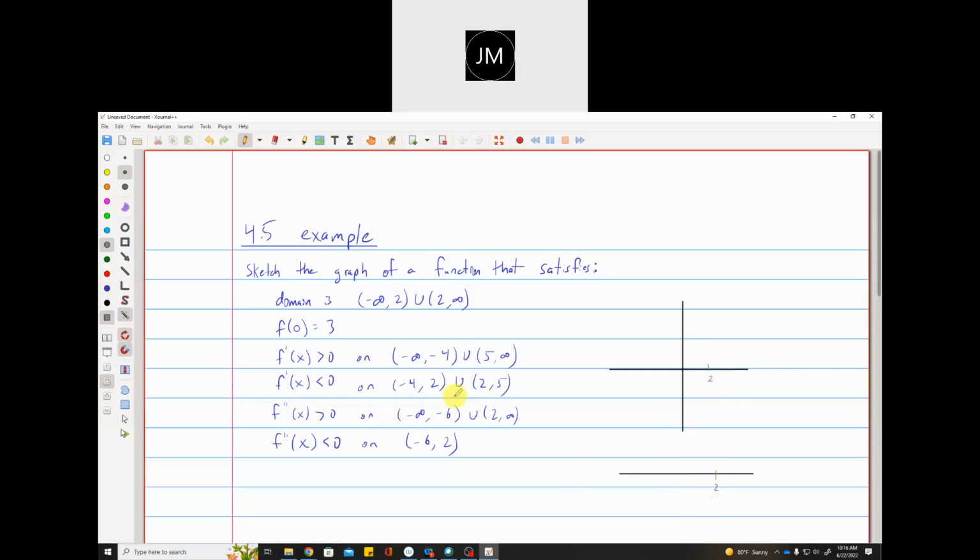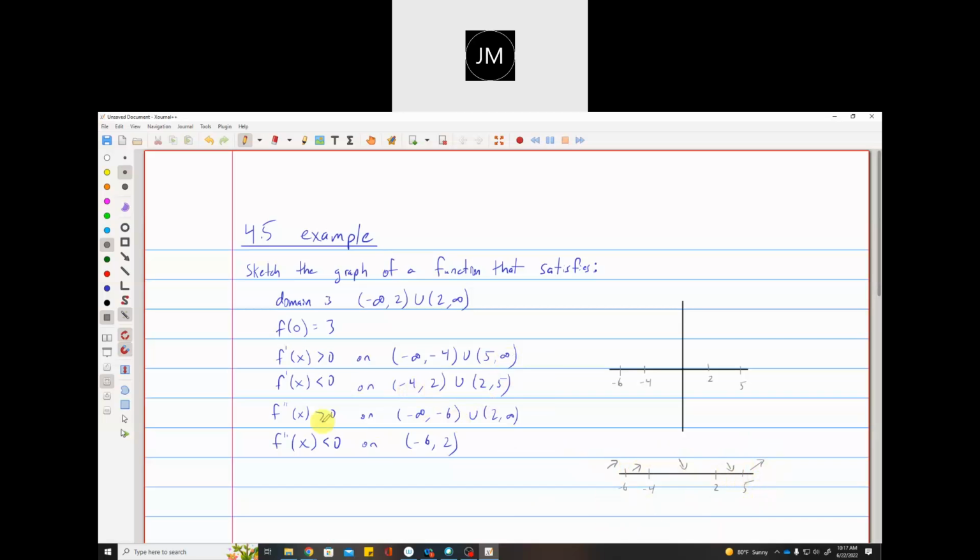Other important x values are -4, -6, and then a 5. On this number line below, I'm going to label all of the increasing and decreasing on each of these intervals. When f prime is positive, the function is increasing. That goes from -infinity to -4, so it's increasing on both of these pieces, and then from 5 to infinity, it's increasing. It's decreasing on -4 to 2, and from 2 to 5.